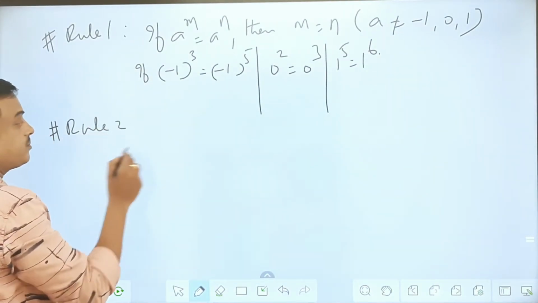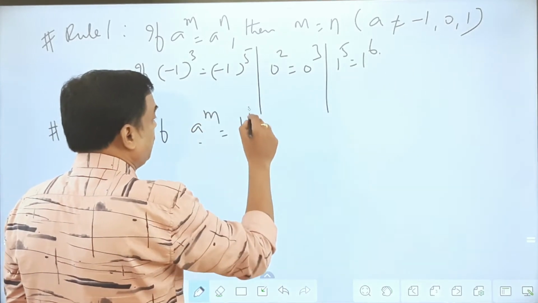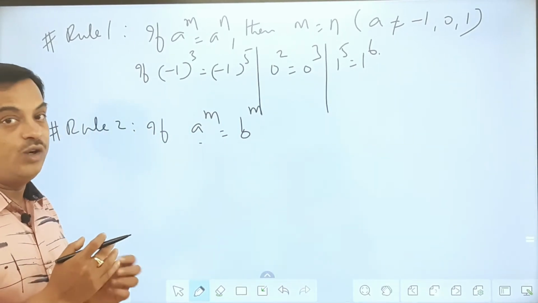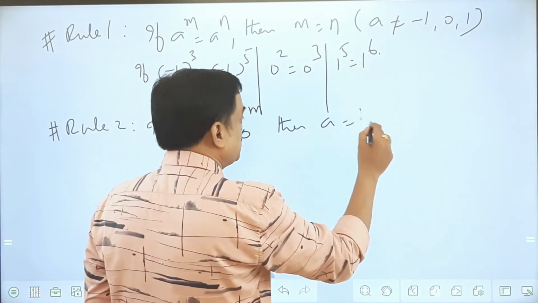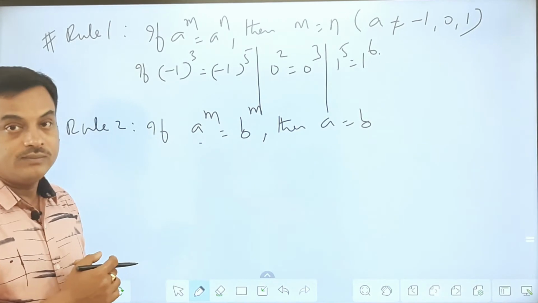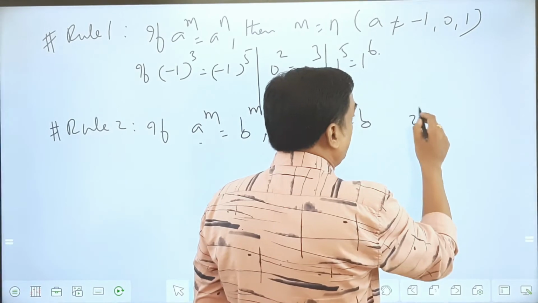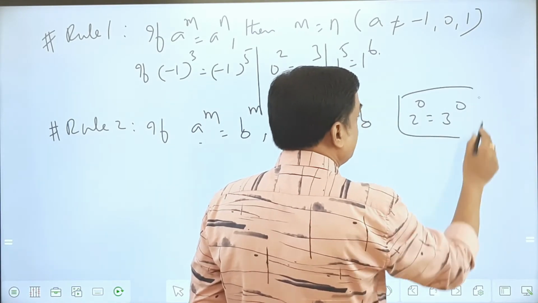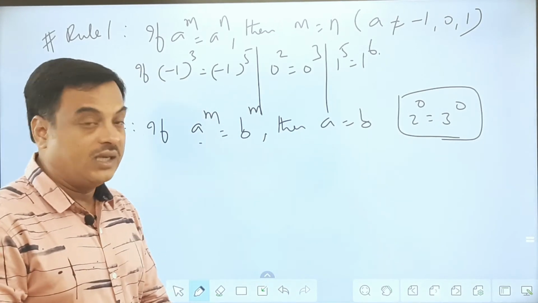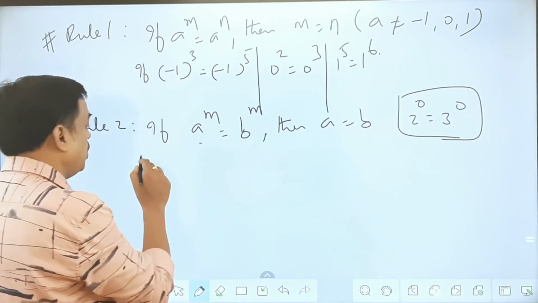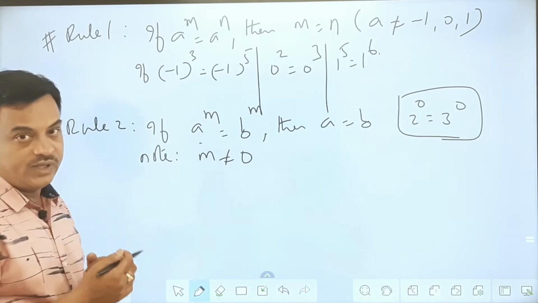Hashtag rule number 2. Given the condition that a to the power of m is equal to b to the power of m, again I think you are ready to say then a is equal to b, is what you normally think. Yes or no? Now here this condition will terribly fail if I say 2 to the power of 0 is equal to 3 to the power of 0. If you observe this point, 2 power 0 is 1, 3 power 0 is also 1, but you cannot say 2 is equal to 3. So here the most important point or note which you can take is that m cannot be equal to 0. It's very important.